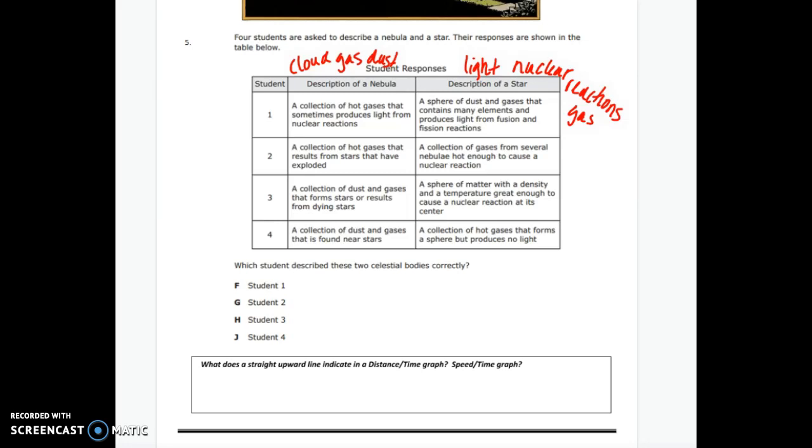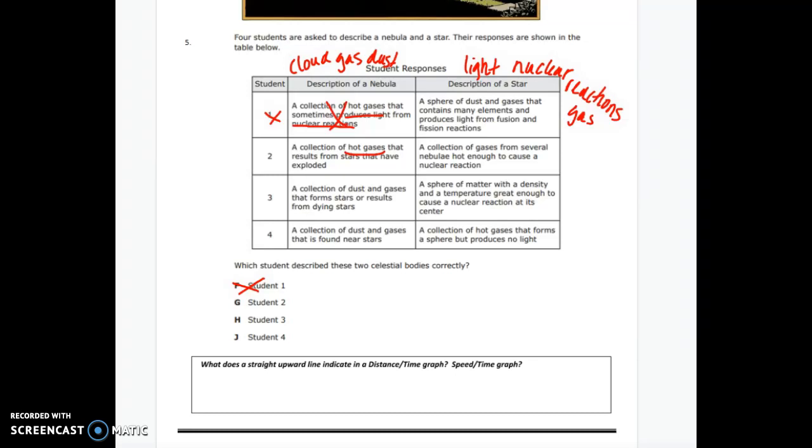Maybe gas, could be gas there as well. So let's just see. Number 1, a collection of hot gases that sometimes produce light from nuclear reactions. Nuclear reactions and producing light are stars, so that is not our good answer. Number 1 is out. Number 2, a collection of hot gases that result from stars that have exploded. Hot gases is in there, but nothing really about exploding stars. We're looking for cloud, gas, dust, where stars are born. Let's look over here, a collection of hot gases from several nebula hot enough to cause a nuclear reaction. We're not seeing light, we don't see gas, so I don't know about that one. We're just going to hold off and see if we have a better description.